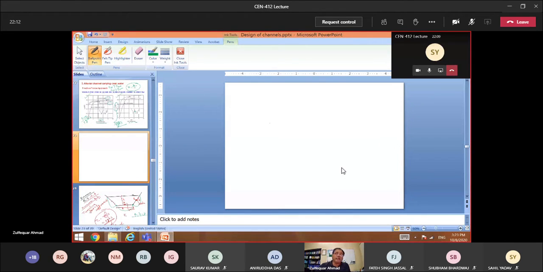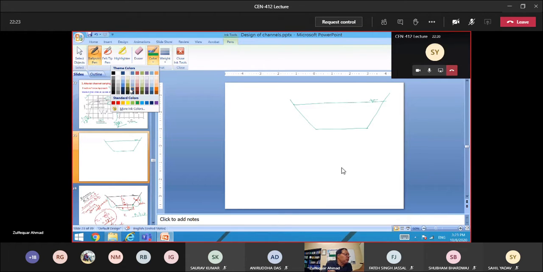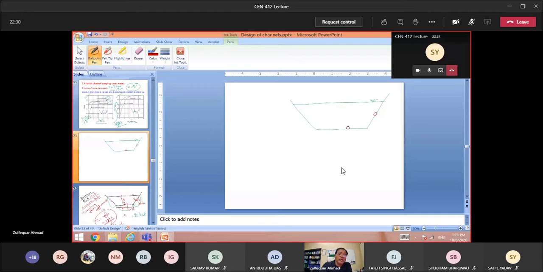What I'm saying is, let us say we have to check a channel, and I have sediment particles on the bed and on the side. Let me take a sediment particle on the bed and one on the side. For this particular depth of flow, this one is stable, but this may not be stable.